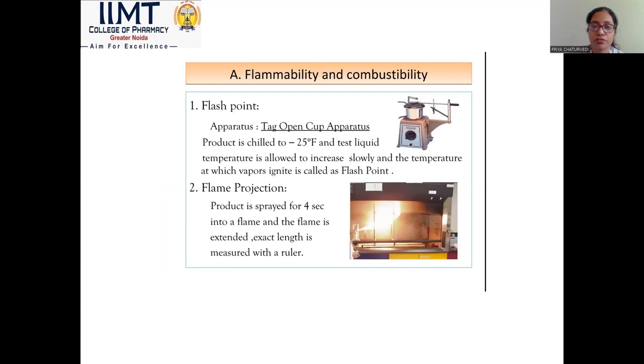Now coming to flammability and combustibility. Flash point: the apparatus used is the tag open cup apparatus. The product is chilled to minus 25 degrees centigrade, that is minus 10 Fahrenheit, and the test liquid temperature is allowed to increase slowly, and the temperature at which vapors ignite is called the flash point. Now flame projection: the product is sprayed for 4 seconds into a flame, and the flame extension length is measured with a ruler.